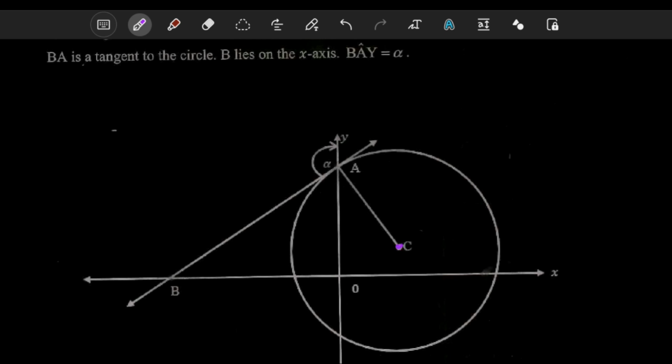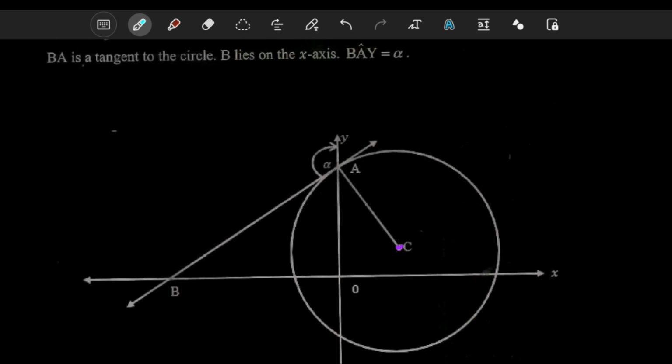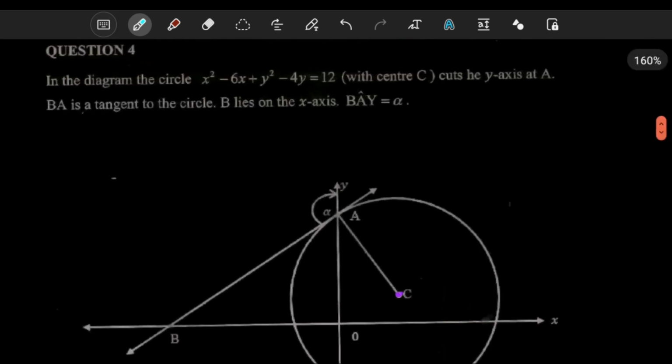This looks like a nice doable question. Look at it, it looks so harmless. It says here, this circle with this equation, right? This is clearly not in standard form. So putting it in standard form by completing the square will give us the center of the circle, which is C.